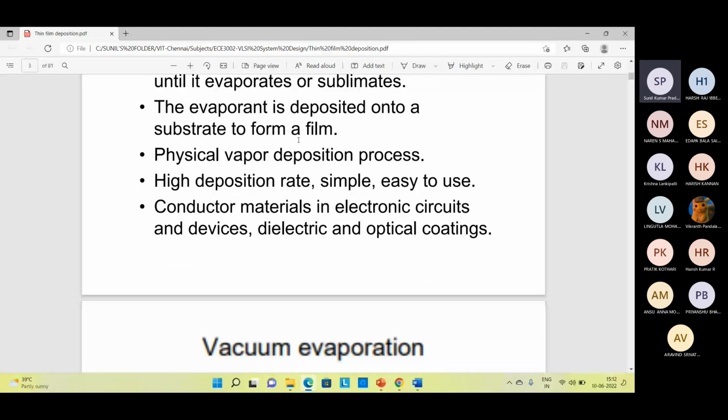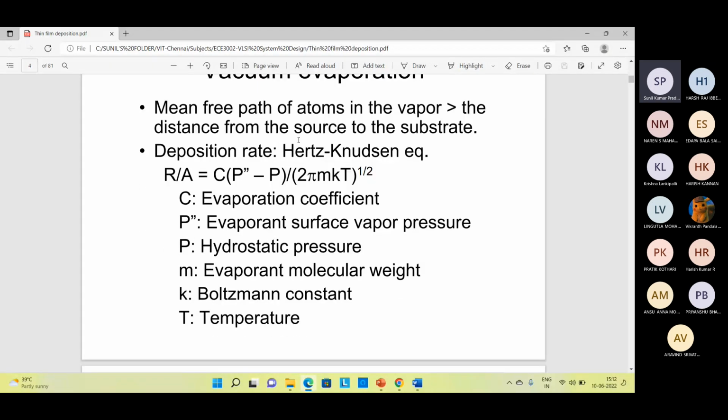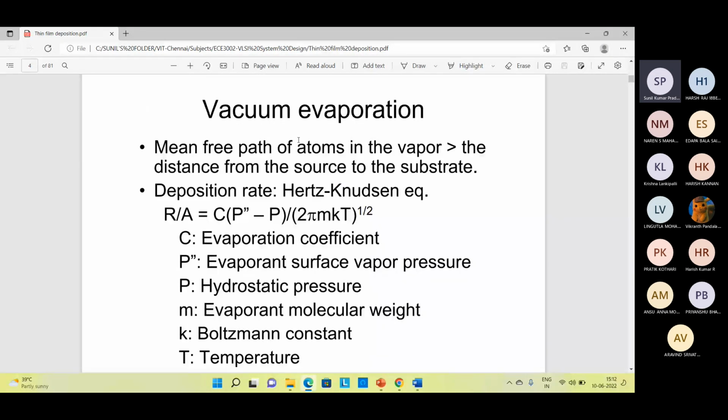In vacuum evaporation, think of the mean free path of the atoms in the vapor. This mean free path is much greater than the distance from the source to the substrate. So you can easily guess how good the vacuum is, because the mean free path of the atoms in the vapor is greater than the source to substrate distance. Now, what is the deposition rate, and how can we find it out? It can be found from the Hertz-Knudsen relation: R by A is equal to C times (P double prime minus P) divided by the square root of 2 pi MkT.